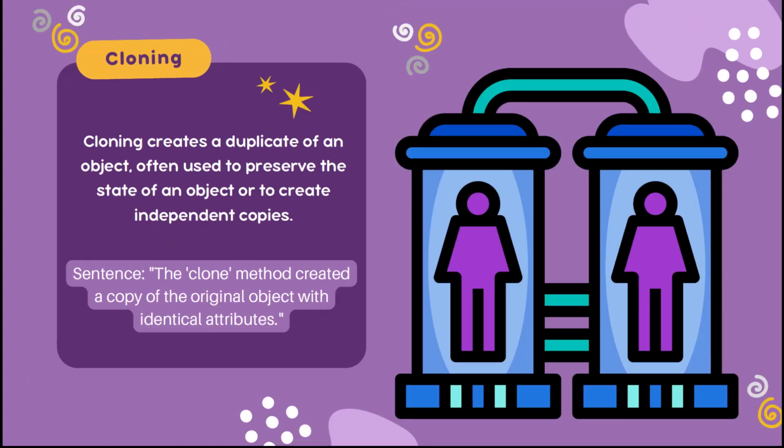Cloning. Cloning creates a duplicate of an object, often used to preserve the state of an object or to create independent copies. Example: the clone method created a copy of the original object with identical attributes.